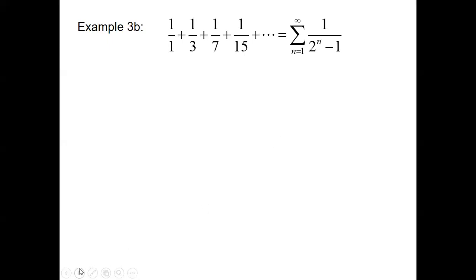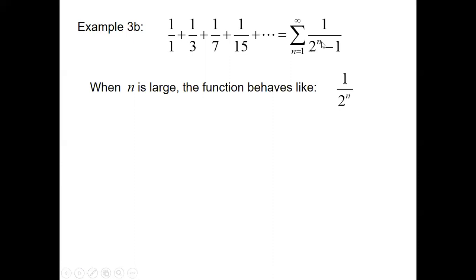All right, so I want to compare to something. When n is really, really large, this little -1 isn't going to amount to very much. So it's going to behave a lot like this 1 over 2 to the nth. So let's compare it to that. I'm going to set up my ratio, so here's my given series in the numerator over this series that I'm going to compare it to.